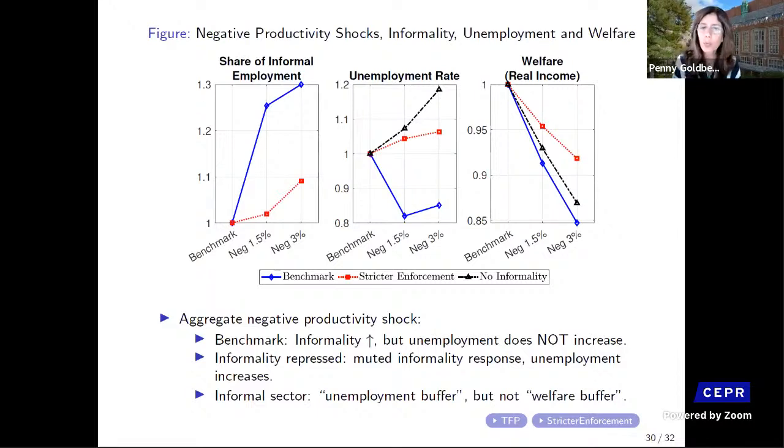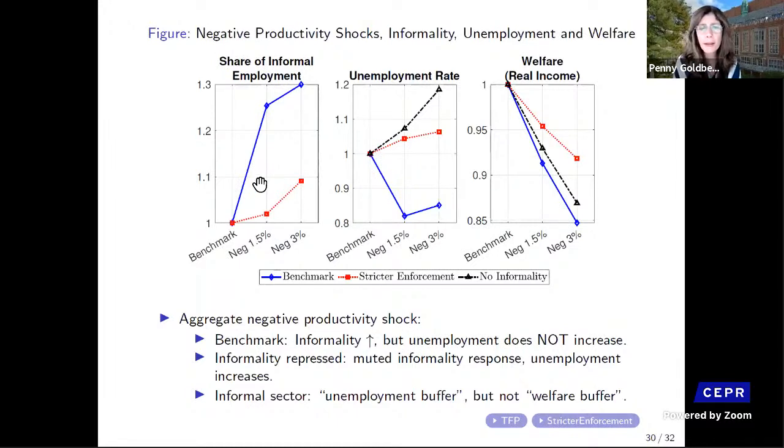Then we ask the question, what would happen in that economy? And we have several counterfactuals in the paper regarding this case. Let me show you one here in particular that's quite interesting. We consider the case where you have a negative productivity shock, 1.5% or negative 3% in this economy. So the blue line gives the benchmark case. This is the case with the current level of informality. The red line gives you what happens when you have stricter enforcement. And the black line tells us what happens if we didn't have informality at all.